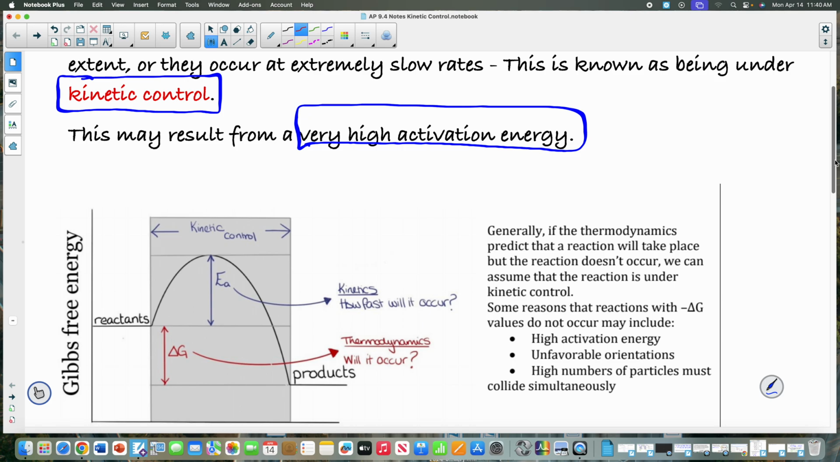Okay, and here is a good piece. I think this is straight from your I do, we do, you do. Some reasons that reactions with a negative delta G do not occur may include high activation energy, unfavorable orientations of your particles, or a large number of particles that have to collide simultaneously. So collision theory, essentially collision theory being unfavorable. I like that you're bringing up collision theory.